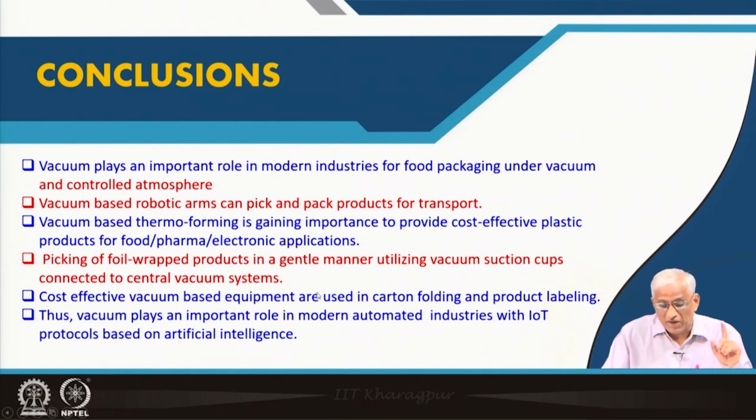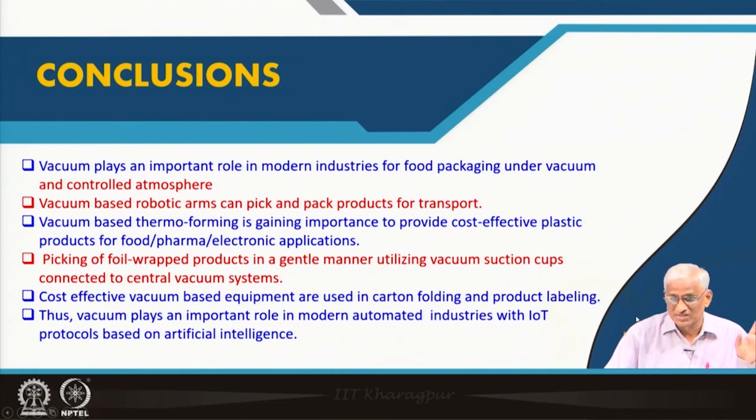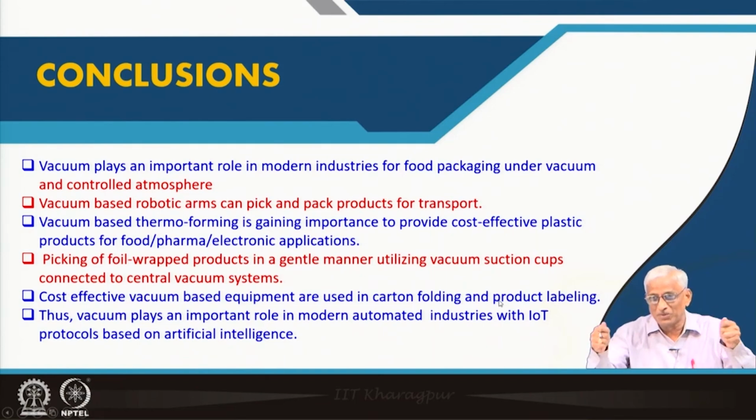And cost effective vacuum based equipment is routinely being used in carton folding and product labeling in various industries, for various products for day to day life, even for various technological applications. Most of them will be using this equipment for folding final cartons for packaging as well as labeling. Finally, you have to label, made in this, made in that. There also we use vacuum suction hoods. Okay.